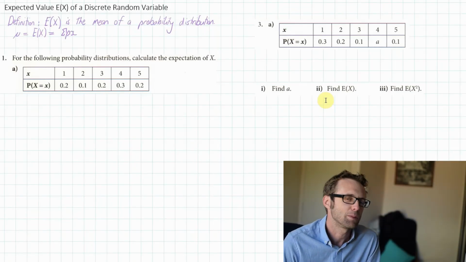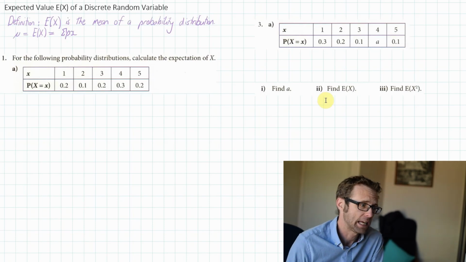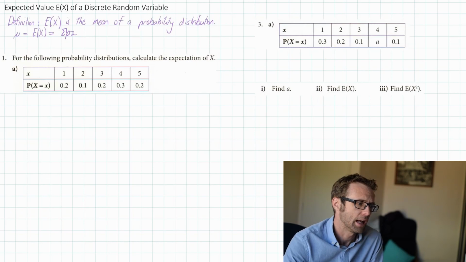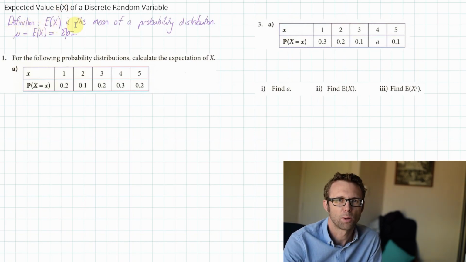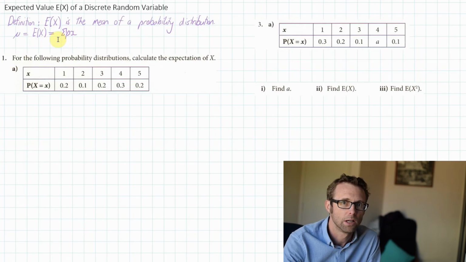We are discussing expected value, or E(X), of a discrete random variable. And the first thing is our definition. Here we have the definition. E(X), or expected value, is the mean of a probability distribution. So we say mu is equal to the expected value, E(X), which is equal to the sum of p times x, which is the sum of probability times each x value, right?